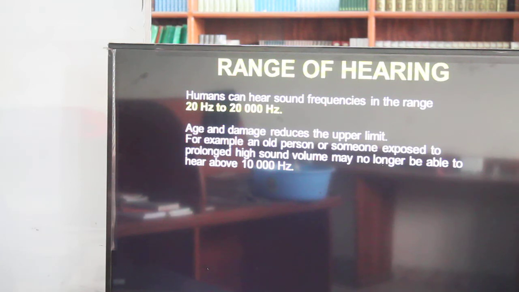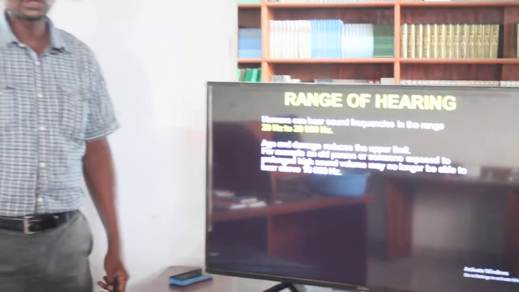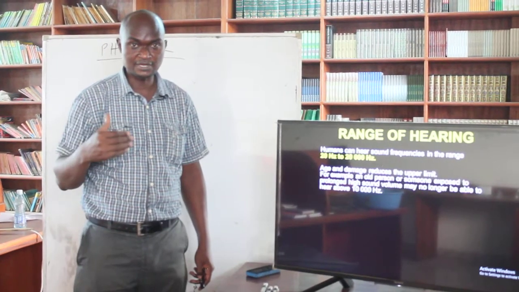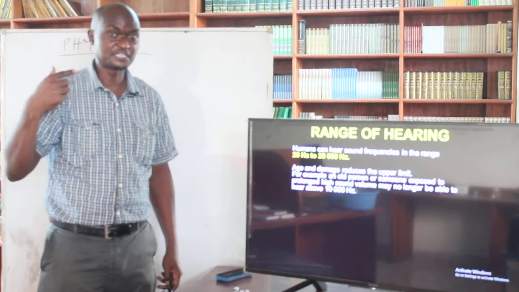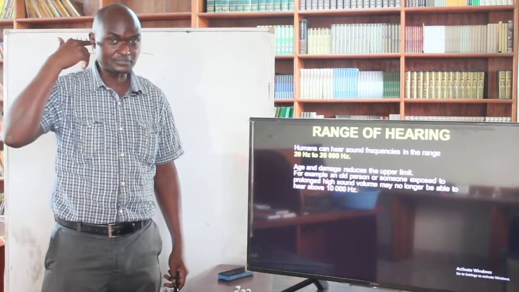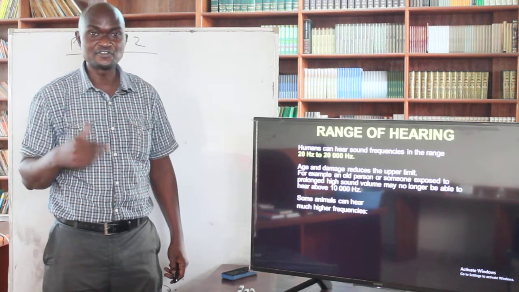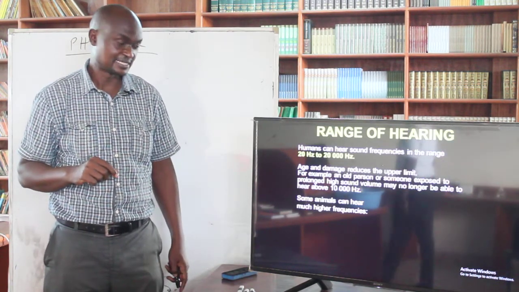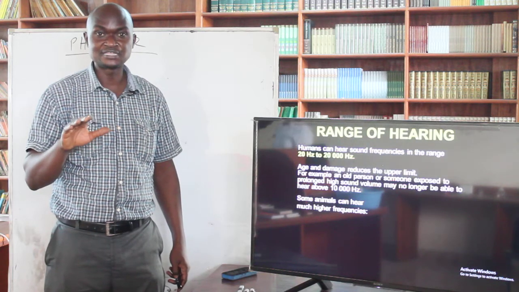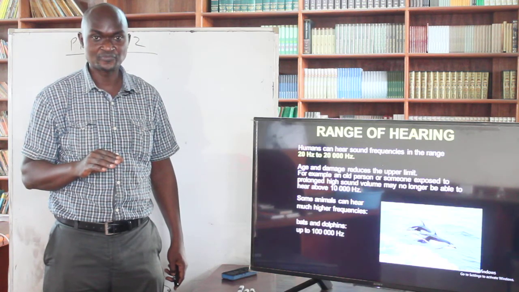So for example, an old person or someone exposed to prolonged high volume may no longer be able to perceive or hear sounds above 10,000 Hz, because age interferes with the hearing or the efficiency of different parts of the body. Some animals can hear much higher frequencies, and this is where all of us know that the dog is much more efficient as a security animal.